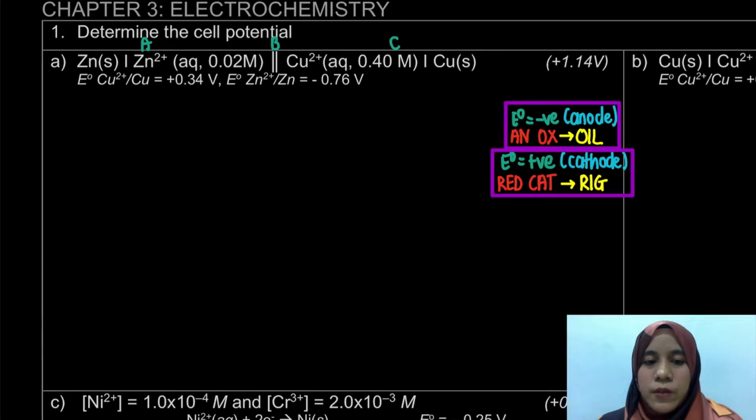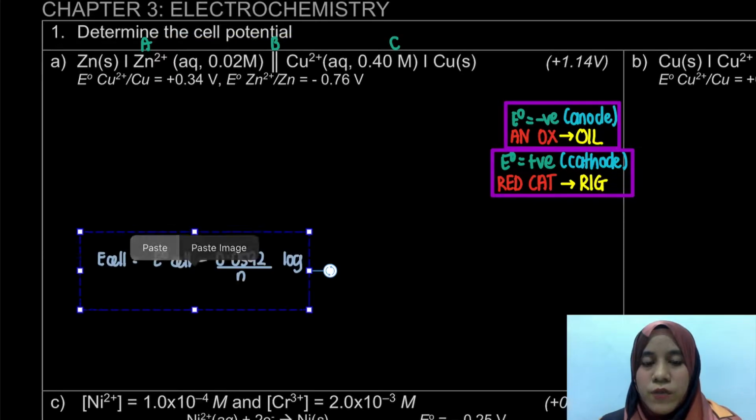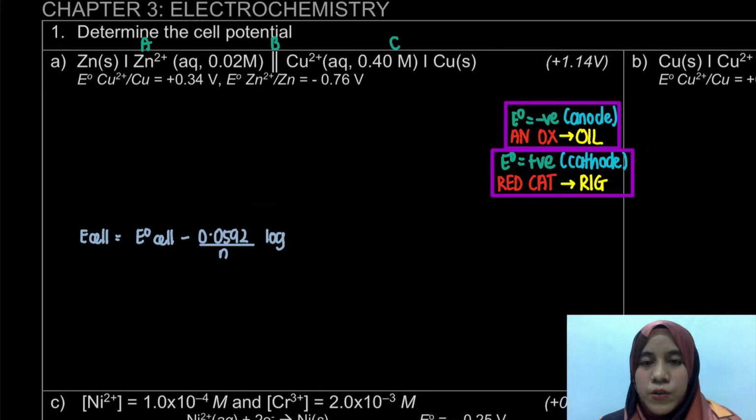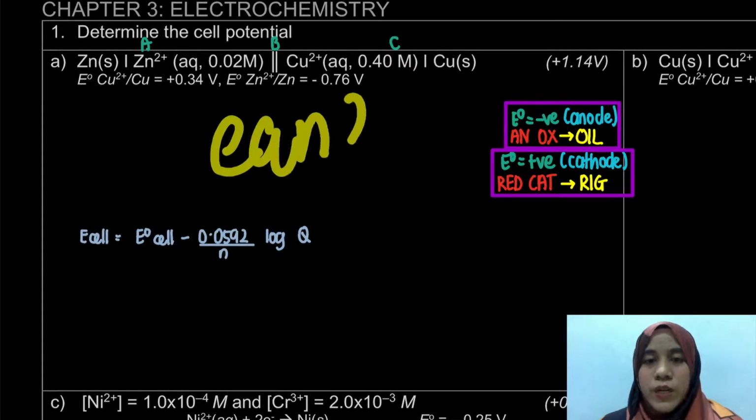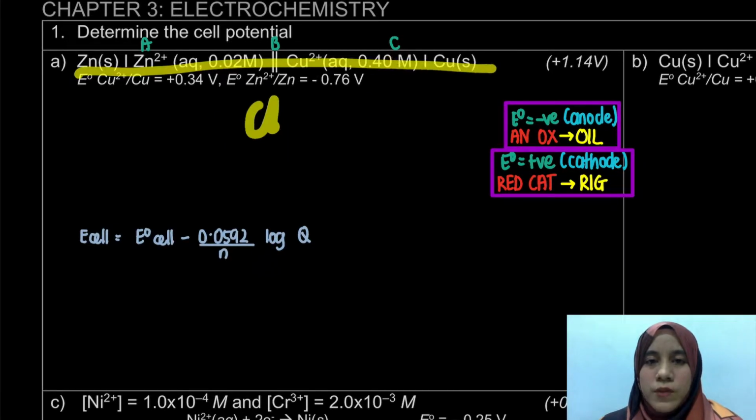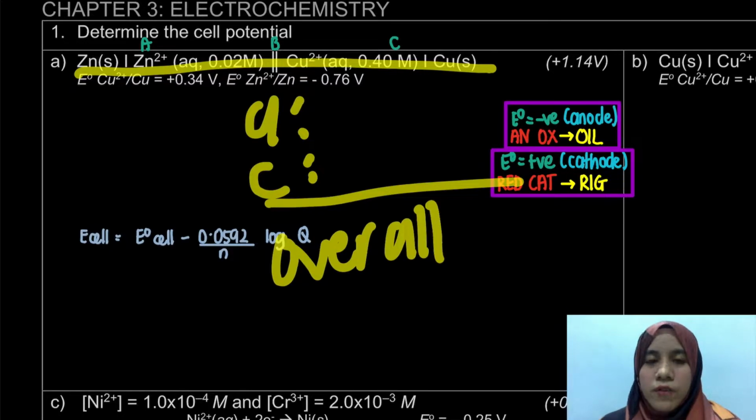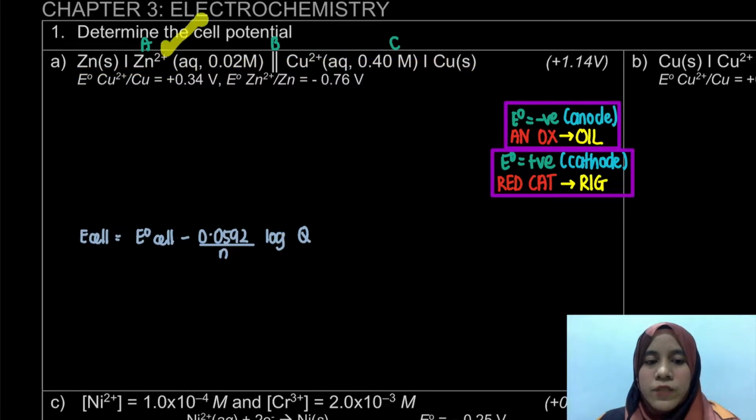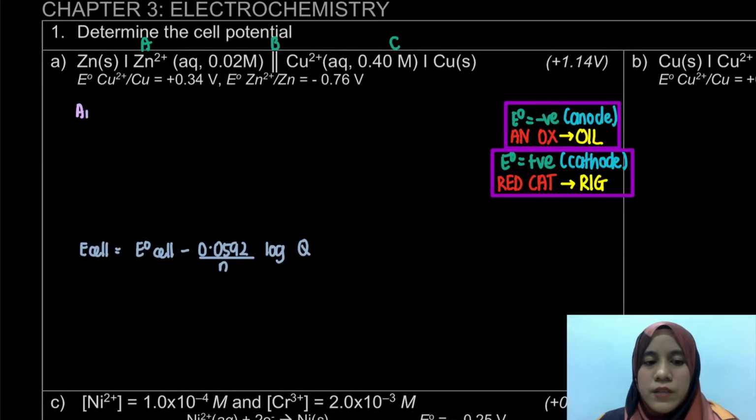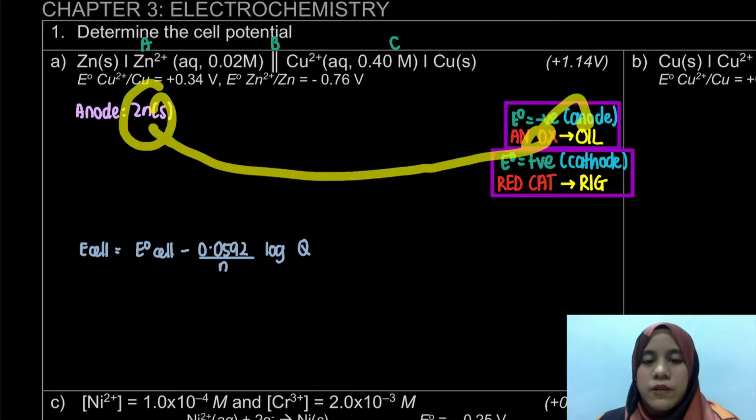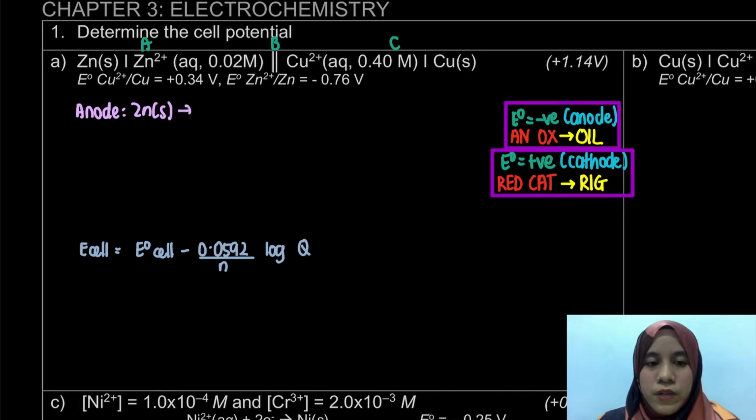Next, to determine the cell potential, this is the formula, where the log must be log Q, where Q must be product over reactant. The product over reactant, we have to find out from the equation, but where is the equation? We have to write down ourselves the anode, the cathode, and the overall cell equation. First, the anode is our zinc. Zinc solid undergoes oxidation, which means it loses electrons. So zinc solid forms zinc 2 plus plus 2 electrons.